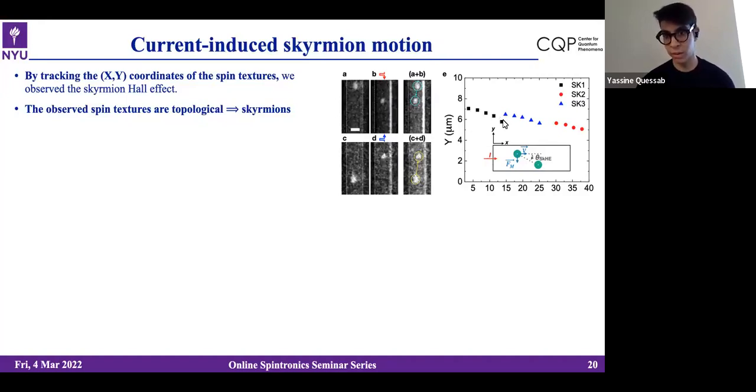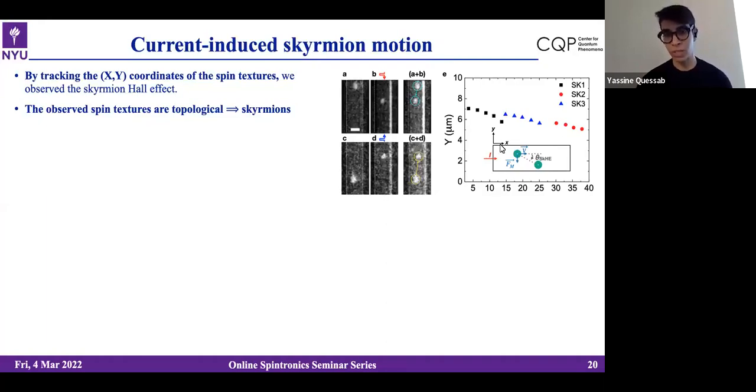And you can see that there is a transverse displacement with regards to the current pulse injection direction. Between A and B, we applied a train of positive current pulses, and you can see that the skyrmion moves downward and to the left. Between C and D, we applied a train of negative current pulses, and you see that the skyrmion moves up and to the right. So by reversing the current polarity, the deflection angle does not change.